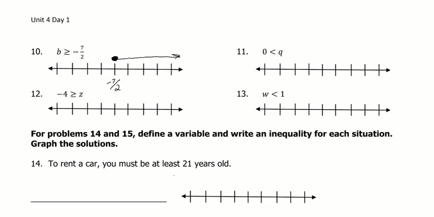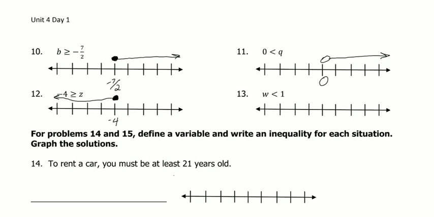Alright, and then we're going to have a q. No q, whoops. We're going to start this next one at 0. So let's see, q is bigger than that. So we're going to go to the right. Number 12 starts at negative 4. We're going to have a closed dot. And z is smaller. So we're going to go off to the left.